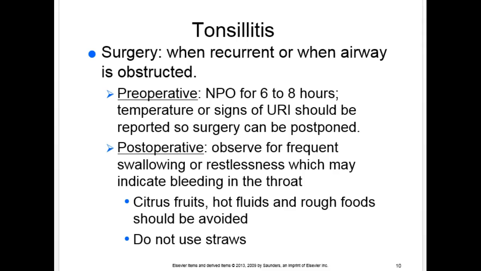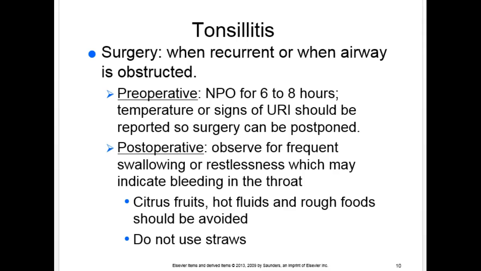In some cases, surgery needs to be done to remove the tonsils when tonsillitis is recurrent or when the patient's airway is obstructed because of the large size of the tonsils. Preoperatively, the patients are NPO for 6 to 8 hours prior to the procedure. If the patient has a temperature or any signs of an upper respiratory infection, they need to be reported to the surgeons so the surgery can be postponed, because we wouldn't want to be doing any type of surgery on a patient who has an active infection.